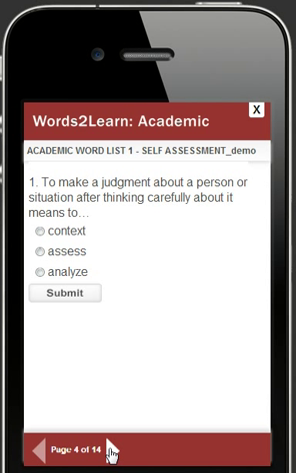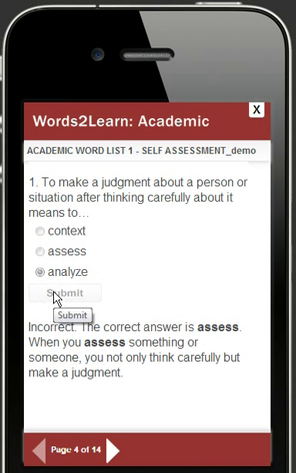So here we go. To make a judgment about a person or a situation after thinking carefully about it means to, I'm going to say analyze here. But it's incorrect. The answer is assess, because when you assess something or someone, you not only think carefully but make a judgment. So it tells you whether you got it correct or not, gives the answer, and then repeats the definition one more time so they can get another exposure to the word.